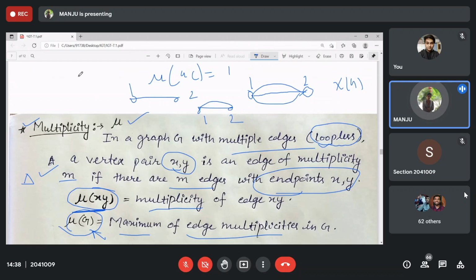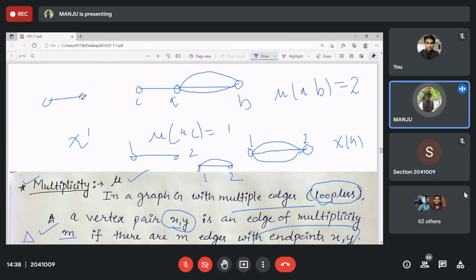But in the case of chromatic index, this has an effect, right? As this is edge coloring, whenever there is one edge, we need one color. Whenever the multiplicity increases, the number of colors also increases. We need to assign different colors. If 1, then it should be 2; if 3, then 3. Okay?